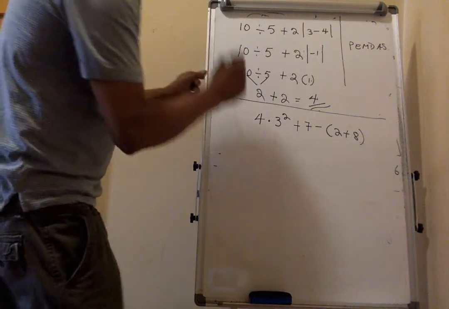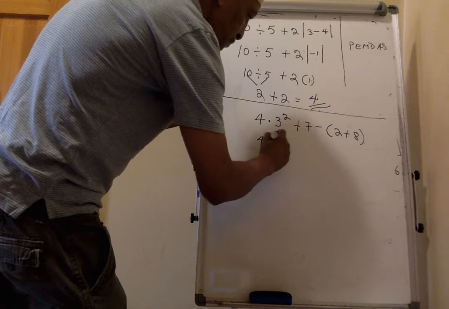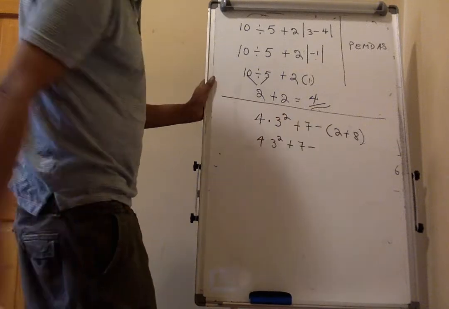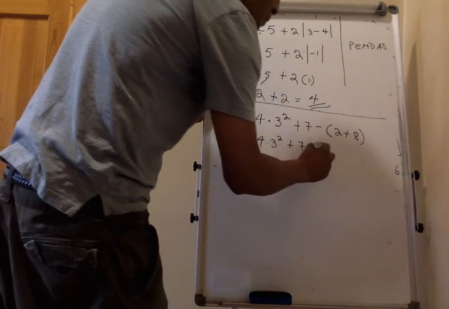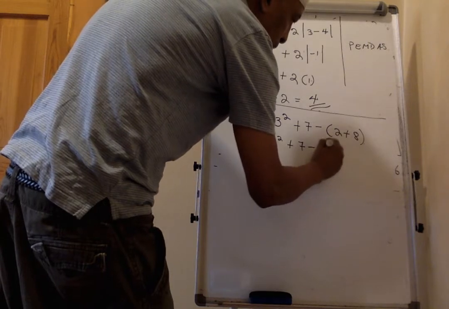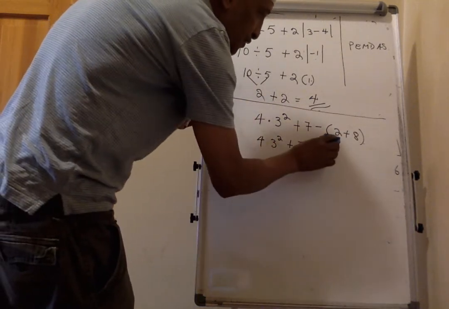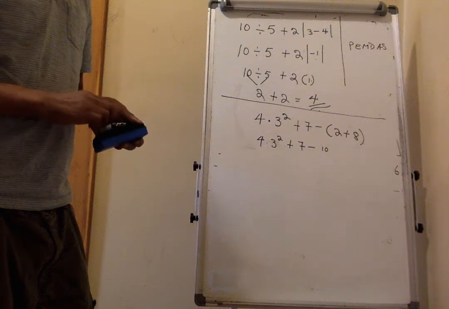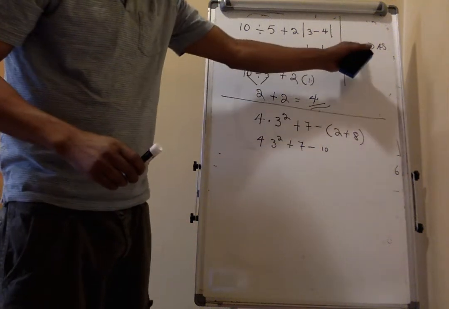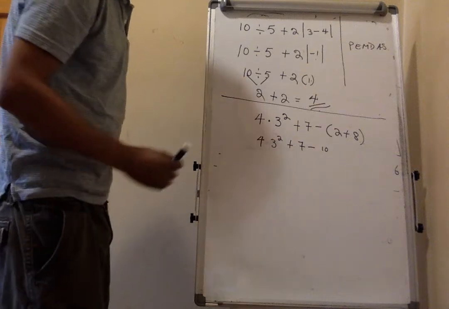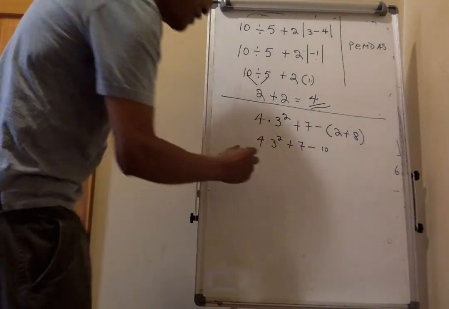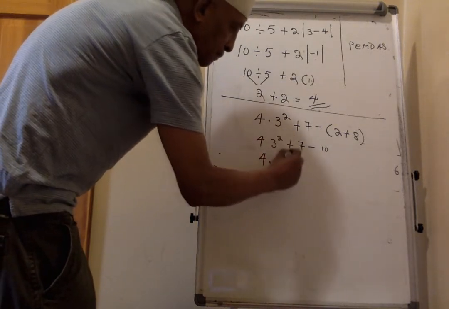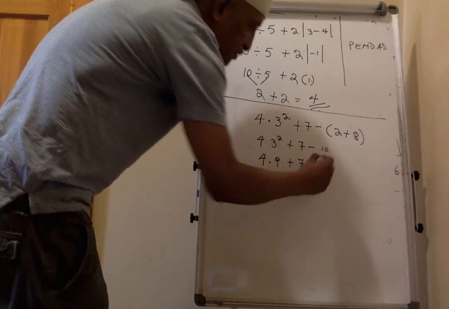Okay, so I'm going to rewrite this: 4 times 3 to the second plus 7 minus, and I'm going to simplify 2 plus 8, which would give us what? 10. In fact, I might as well get rid of the parenthesis because I don't need it anymore. Okay. Now there is an exponent. The exponent is 3 squared. So before I multiply 4 by this, I have to simplify the exponent. 3 squared is 9 plus 7 minus 10.